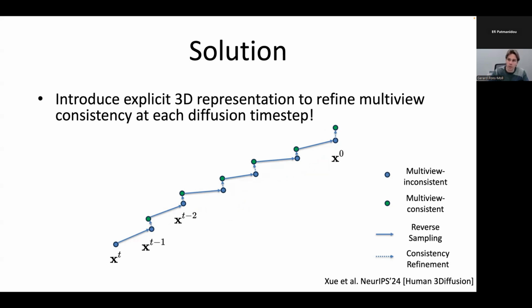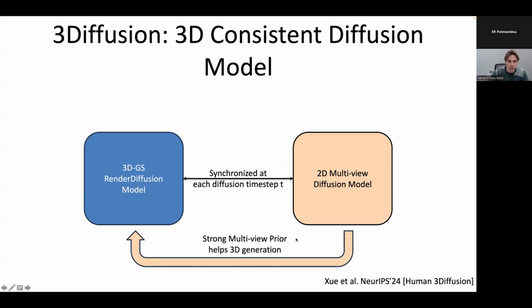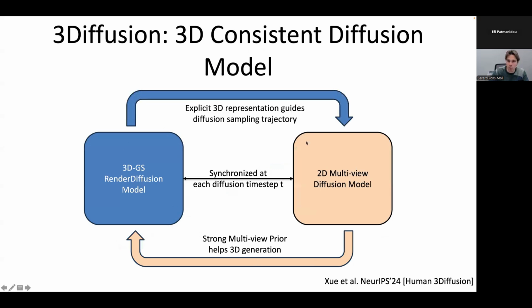Now, the question is, how do you actually achieve this? The key idea is to have a synchronized 3D Gaussian splat reconstruction module and a 2D multi-view diffusion model. They are synchronized at each diffusion step so that they talk to each other. Essentially, the 2D multi-view diffusion model provides a strong prior for the 3D Gaussian reconstruction, and the 3D Gaussian reconstruction makes sure that the 2D multi-view diffusion is 3D consistent. Because if we render this 3D representation, by construction these rendered images are multi-view consistent.